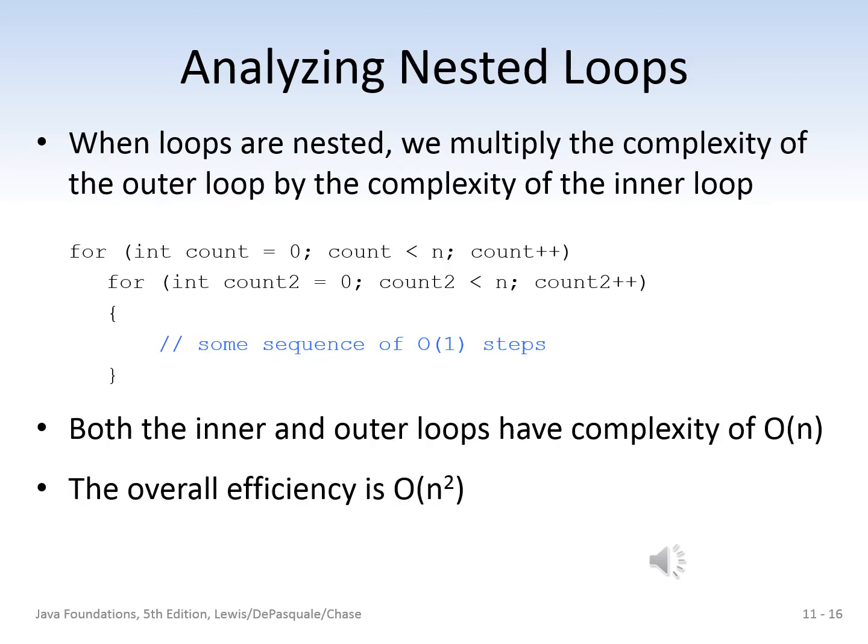A more interesting situation occurs when loops are nested. In the case of this nested loop example, we must multiply the complexity of the outer loop by the complexity of the inner loop to find the resulting complexity. So take a look at this nested loop. Both loops, independent of the other, have a complexity of O of n. So we would multiply the complexity of the inner loop, n, by the outer loop, and the overall efficiency is O of n squared.